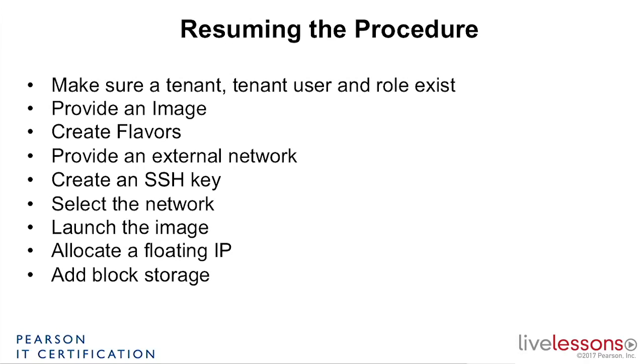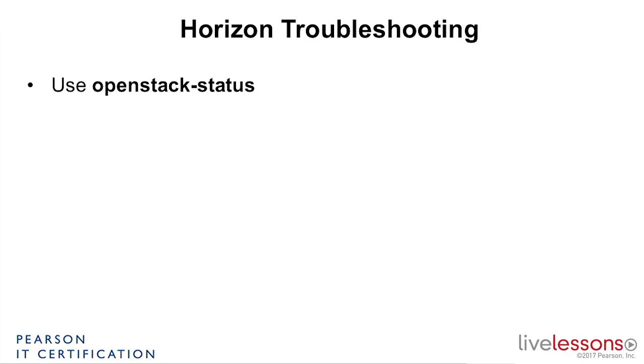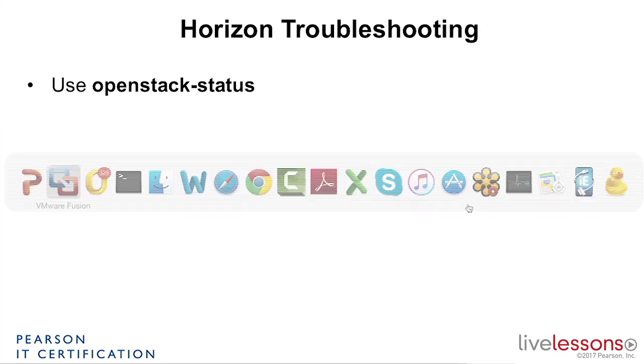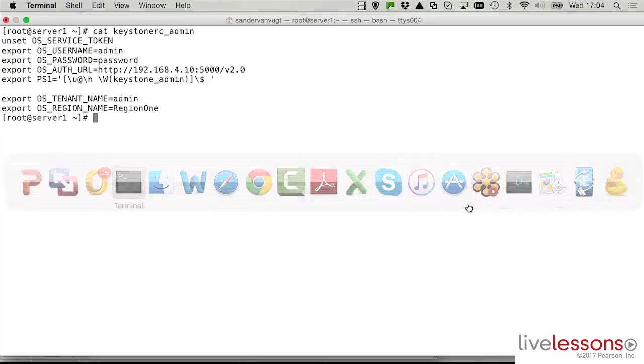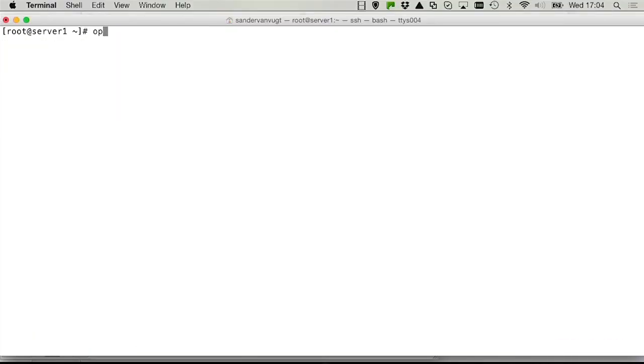And this is all. Now you have seen how easy it is to work with Horizon to create your own cloud environment. In some cases you will need to do some Horizon troubleshooting. Let's go through some tips that help you troubleshoot Horizon. To start with, there is openstack-status. The openstack-status command is an excellent command to see if everything is up and running all right. Let me show you.